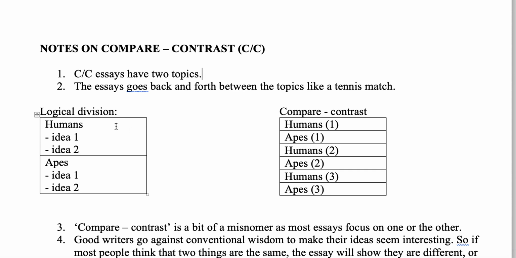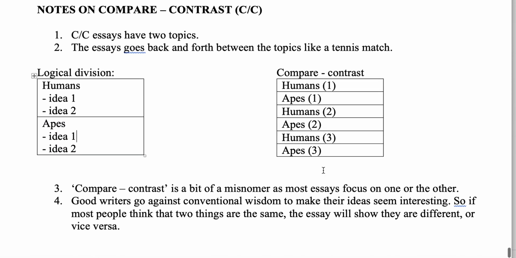And notice the difference here. Logical division: here's all my ideas about humans, here's all my ideas about apes. Once I'm done talking about humans, I'm not going to return to them until I get to my concluding paragraph, and so on. And here we're going really back and forth between them.